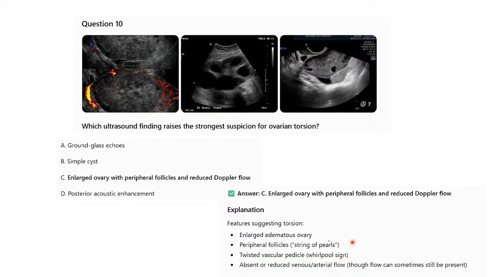Flow can sometimes still be present, depending on the magnitude of the torsion, of the twisting of the ovary. So basically, this is the morphology, the configuration that you get in an ovarian torsion.